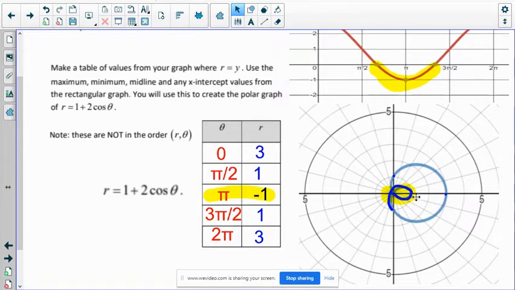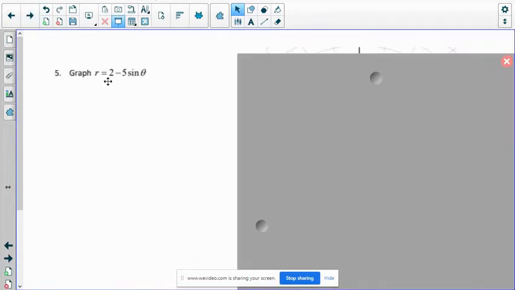I want you to think about the distance that it went out, the distance of the loop, and the distance to the side, and see if you can figure out the relationship between these numbers. Let's try one more. If I wanted you to graph 2 minus 5 sine theta, since you're new to this, you could make a table of values, although it should be obvious that it's a sine graph, so it should be symmetrical along the pi over 2 axis. The negative will just mean that the long part of this will be facing down. If it was positive, it would be facing up.